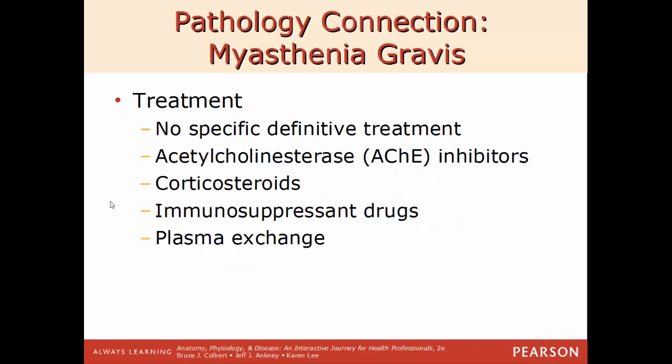Treatment: there is no definitive treatment for this condition. You can take corticosteroids, which is a class of steroids, immunosuppressants, because this is an autoimmune disorder, acetylcholinesterase inhibitors that will help block what's blocking the acetylcholine receptors, and also plasma exchange. By doing so, you are eliminating the antibodies that are attacking your acetylcholine receptors.